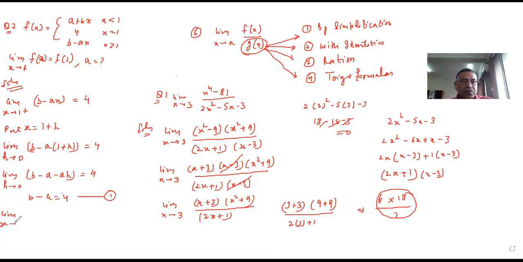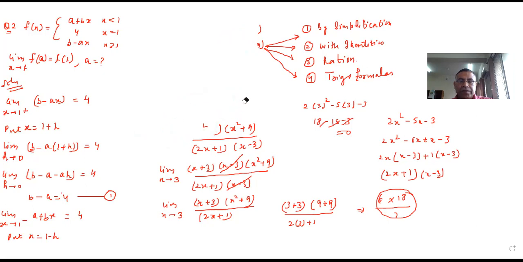So limit x tends to 1 negative. When x is less than 1, this is a plus bx, which is equal to f of 1, that is equal to 4. So put x is equal to 1 minus h. I hope you people have noted. So I'm going to clean it.